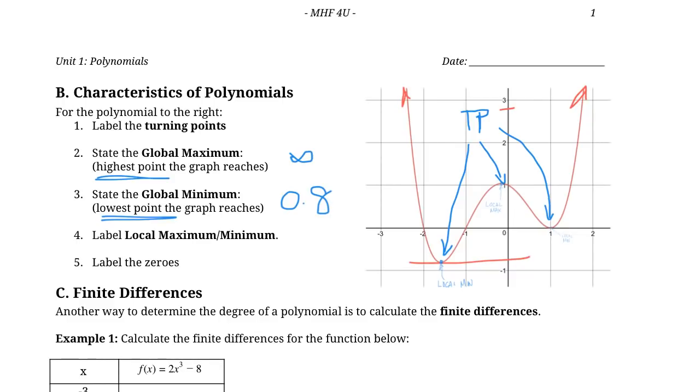And then the last thing we're asked to find for this is the zeros of the graph. And we should remember the zeros are where the graph crosses the y-axis, right? So, or sorry, the x-axis. So this is the x-axis here. This is the y-axis here, obviously.